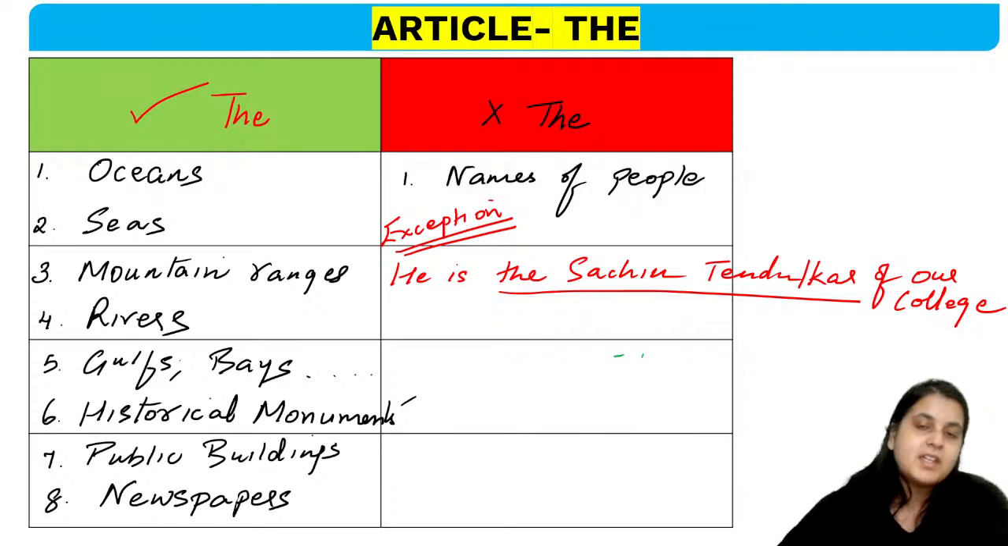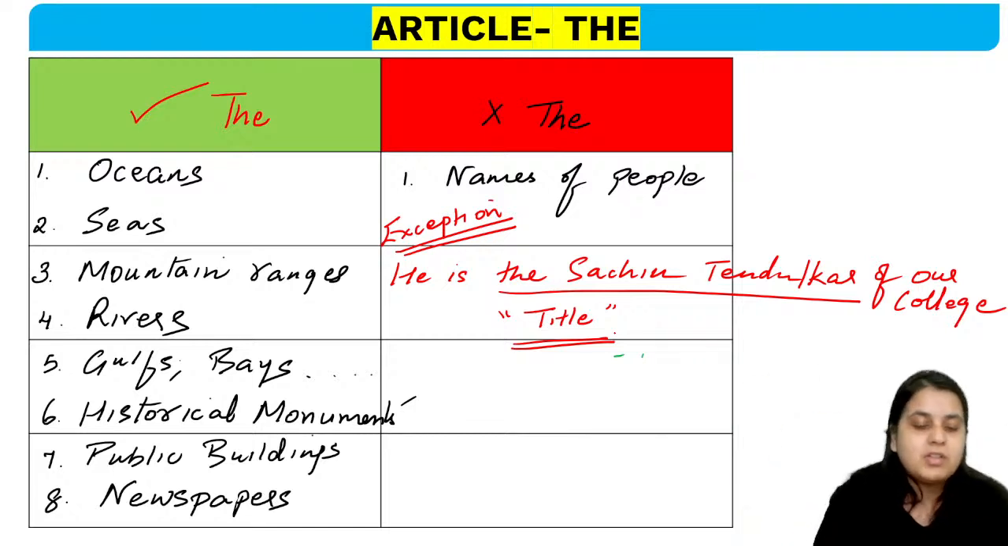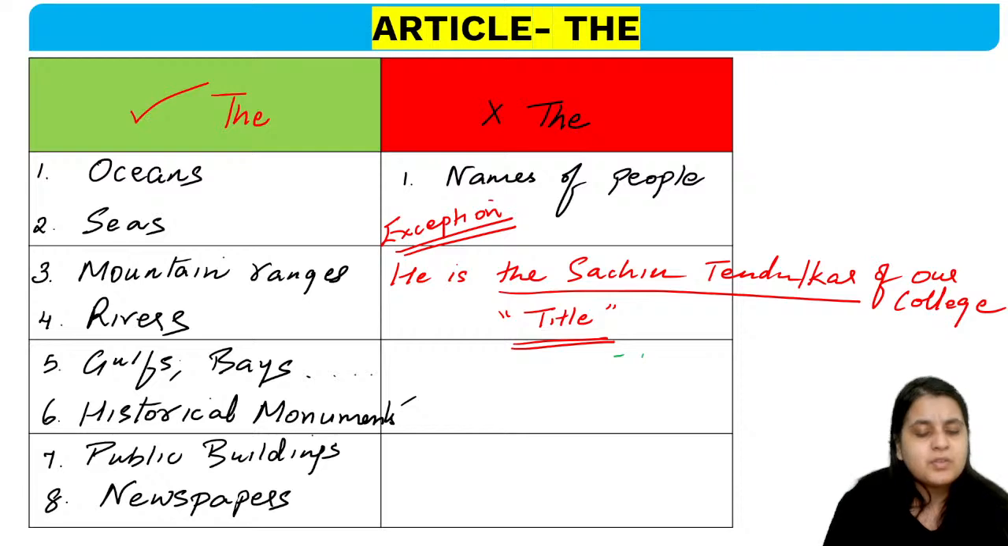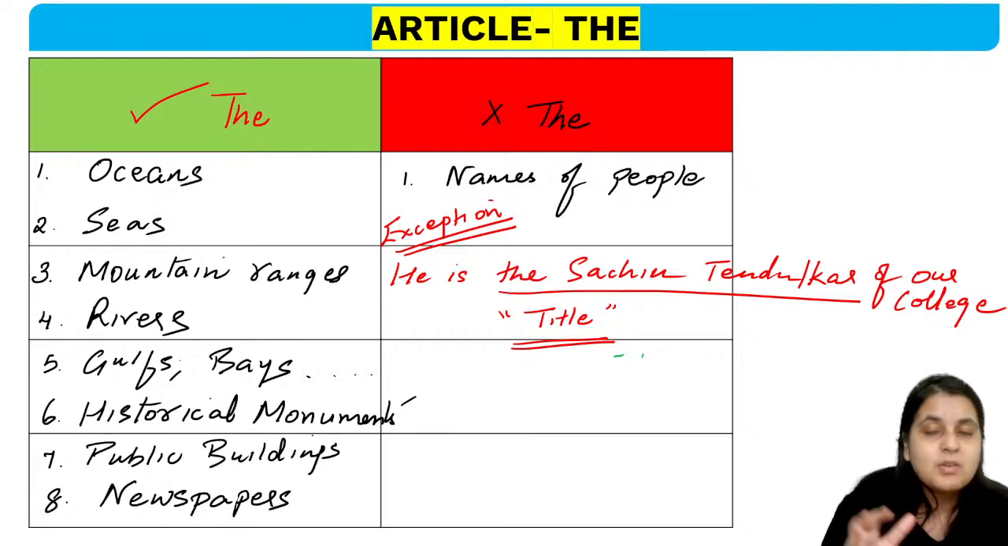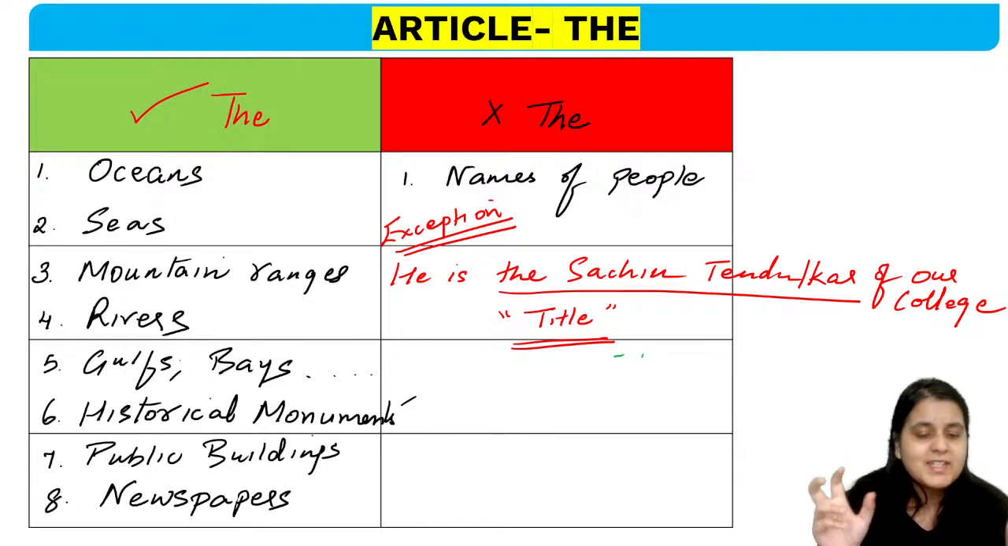But he's the Sachin Tendulkar of our college. Here, basically, I'm not saying that he is Sachin Tendulkar or his name is Sachin Tendulkar. No, it's not about famous personality. Very good, Tejaswini, because we are using it as a title. This is a title that I'm giving him. No, Sachin Tendulkar is not even an adjective. It's a proper noun. If you really meet the real Sachin Tendulkar, will you say, oh my god, I met the Sachin Tendulkar? No, you will say, I met Sachin Tendulkar. Here we are giving it as a title.